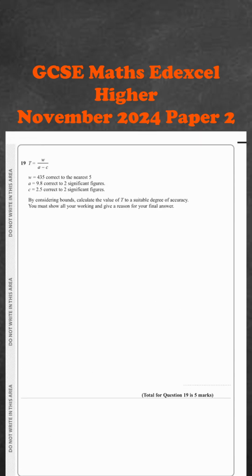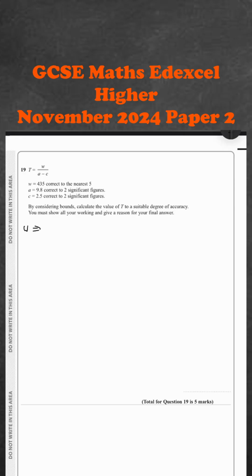Question number 19. T equals W over A minus C. W equals 435, correct to the nearest 5. A equals 9.8, correct to 2 significant figures. C equals 2.5, correct to 2 significant figures. By considering bounds, calculate the value of t to a suitable degree of accuracy. You must show all your working and give a reason for your final answer.